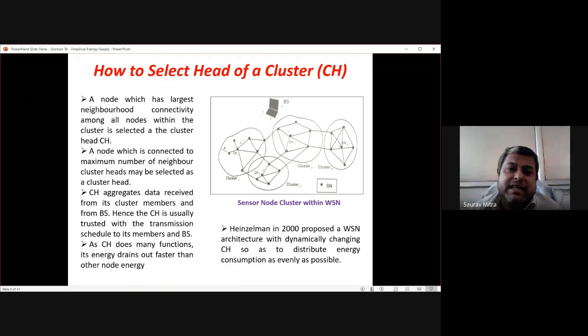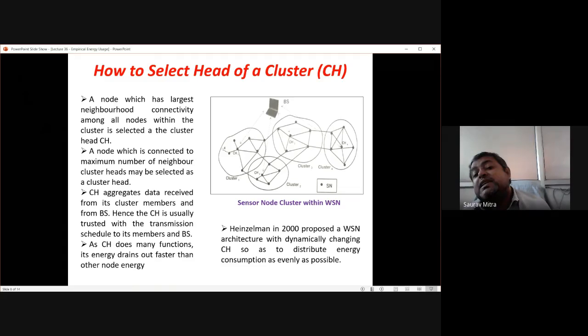So how to select a cluster head? This is a very important question. A node which has the largest neighborhood connectivity among all nodes within the cluster is selected as the cluster head. So a sensor which generally resides at the center of an area, connected to all other nodes with one hop distance, has the highest or best connectivity, and this node will act as the cluster head. A node which is connected to the maximum number of simpler sensors can be selected as a cluster head.